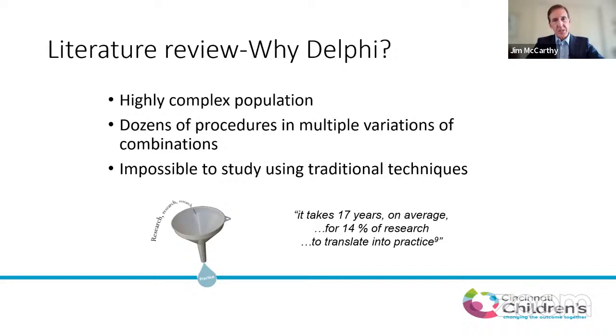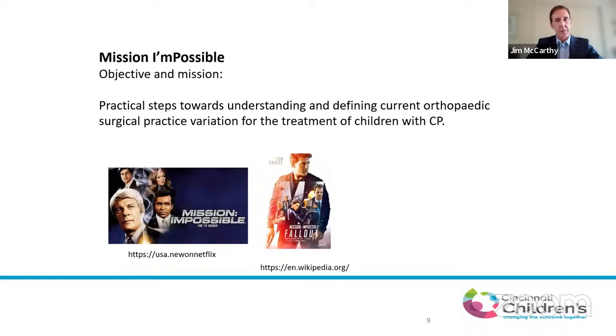But the Delphi technique we chose because we have this highly complex population with dozens of procedures and multiple variations. It's really impossible to study using traditional techniques because it's hard to get the exact question, because the patients vary so much, and there are so many different iterations of surgery. So we thought we would start with consensus, and Delphi is an iterative process to gain consensus among experts. In other words, we wanted to find practical steps towards understanding and defining current orthopedic surgical practice variation for the treatment of children with cerebral palsy.